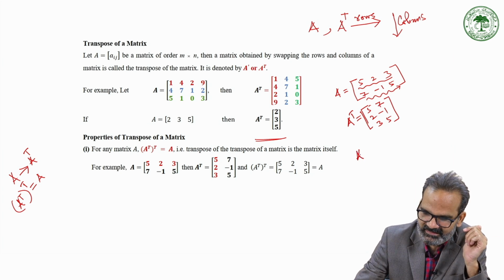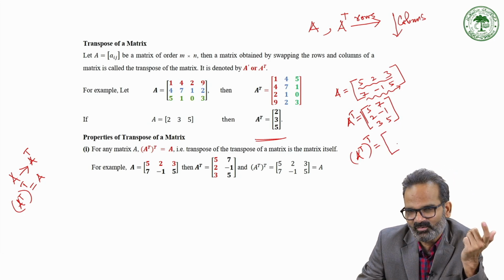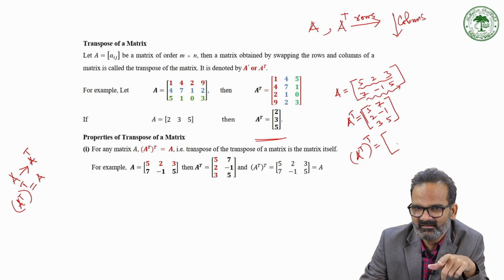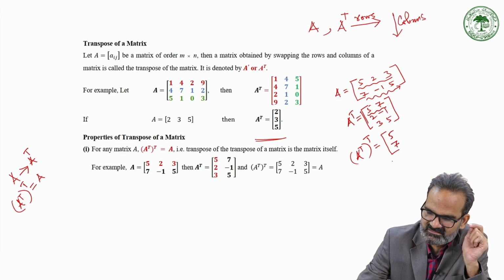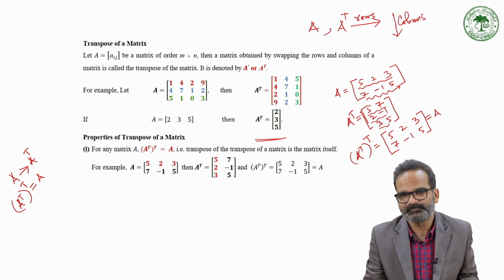So if we take the transpose of this transpose matrix, what will you get here? We will use the same process. Rows should be converted to columns. So here 5, 7 is the first row, so 5, 7 will be the first column. 2, -1 is the second row, so 2, -1 is the second column. 3 and 5 is the third row, so 3 and 5 is the third column, and this is what? This is the matrix A itself, right?